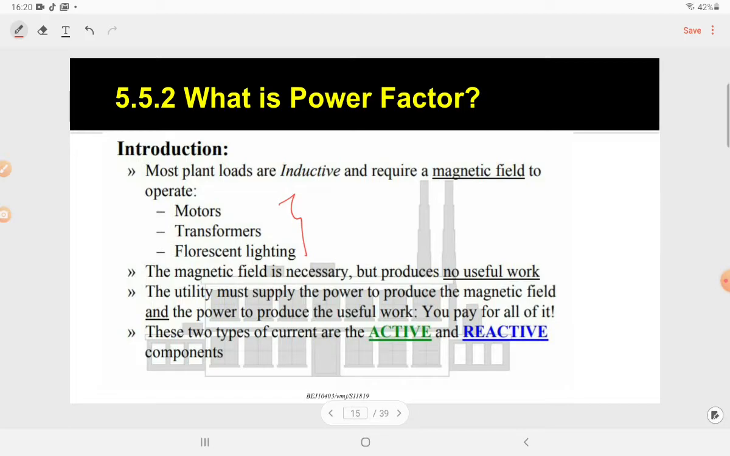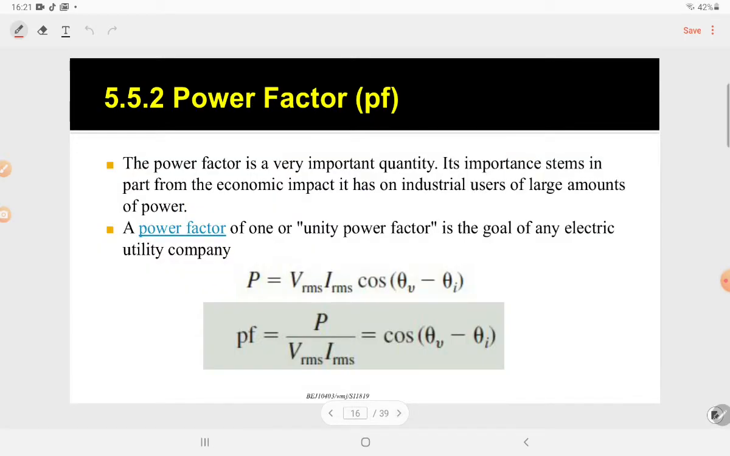So therefore power factor is very important, especially in a power plant system or in industry, which usually involves a bigger power plant or a bigger system, right? So the power factor is a very important quantity. Its importance stems in part from the economic impact it has on industrial users of large amounts of power. So we know that in a large industry, we use a large amount of power, or a lot of energy.